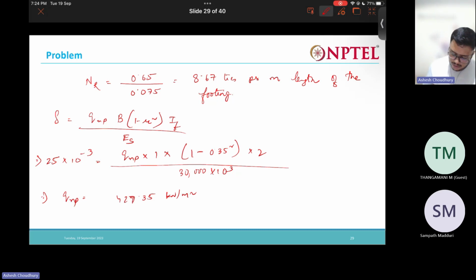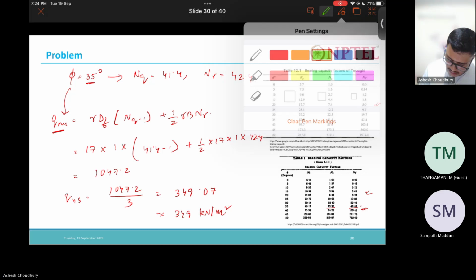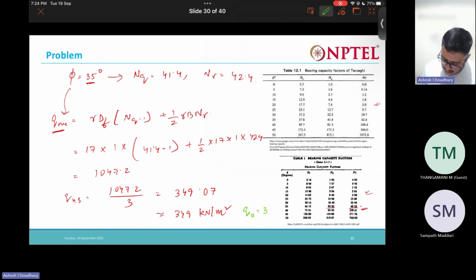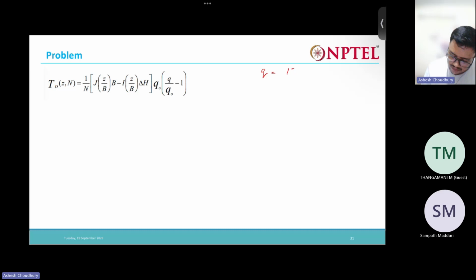So we need to take the minimum of these, and our q naught is 349. Now what will be this q? Q is 1700, which is the load that we should carry divided by the width. Width we are assuming 1, so divided by 1, so 1700.